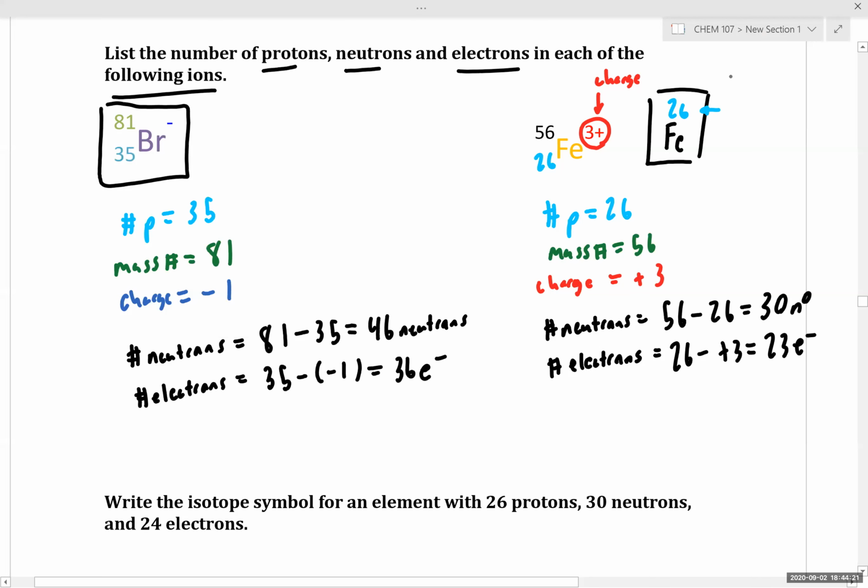So just to recap, our atomic number, which is the number of protons, is 26. The mass number, which is found in the upper left-hand corner, is 56. The charge is plus 3. Our neutrons are equal to the mass number minus the number of protons, giving us 30 neutrons. And our number of electrons is equal to the number of protons minus the charge, which gives us 23 electrons.